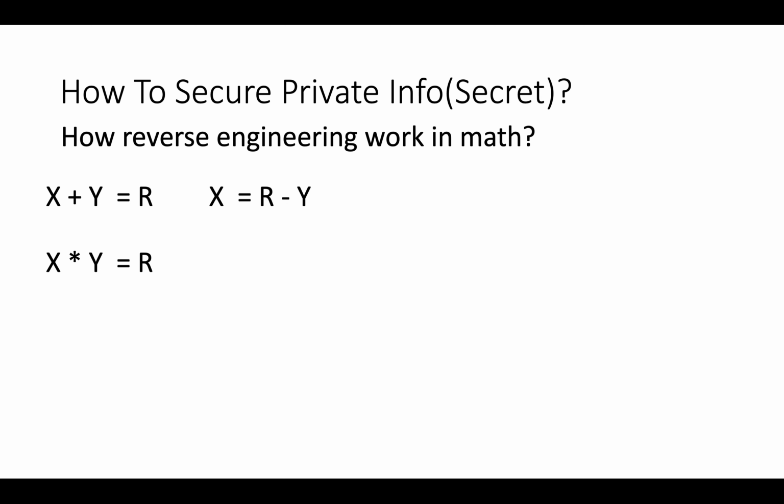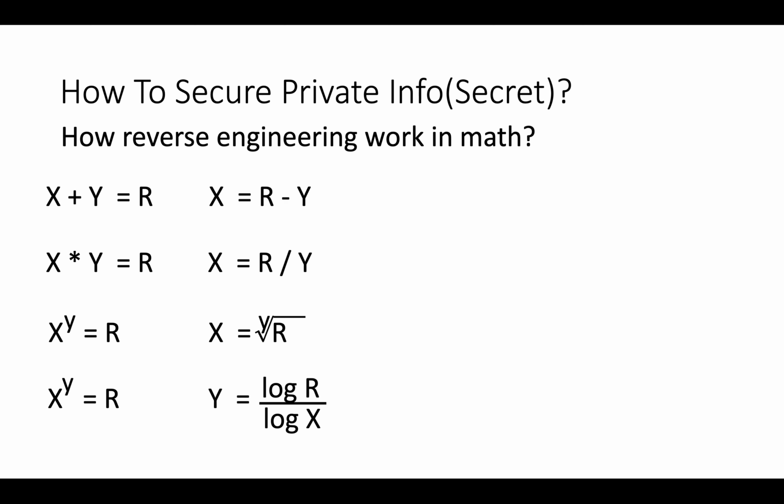In the same way, multiplication has the reverse operator division. X raised to y equals r. To get the value of x, I can use a root. Again, x raised to y equals r. To get the value of y, I can use a logarithm. So, how can I protect the value of y, which is the secret of the user? There is one operator in maths which has no reverse operation. The operator is modulo. This will return the remainder.